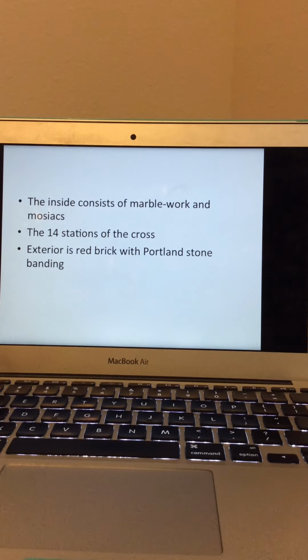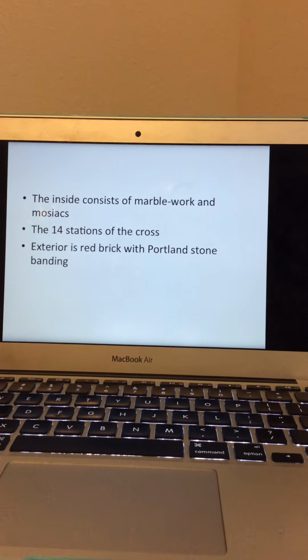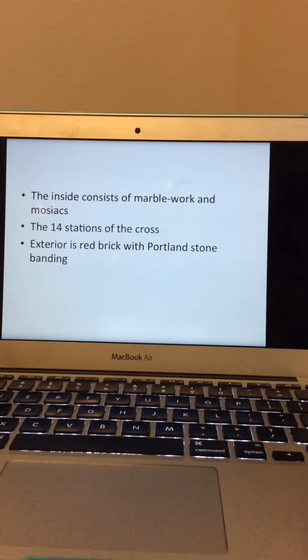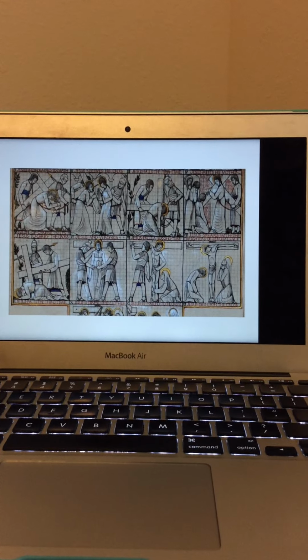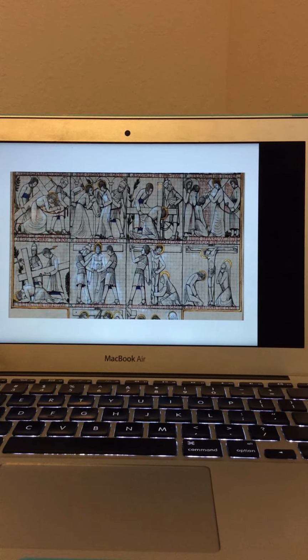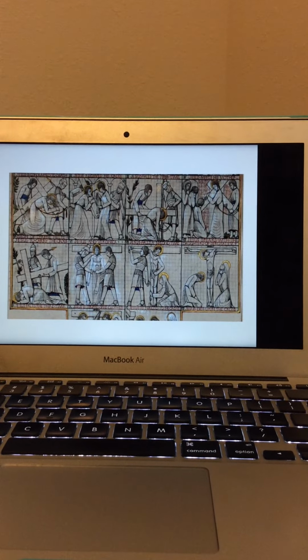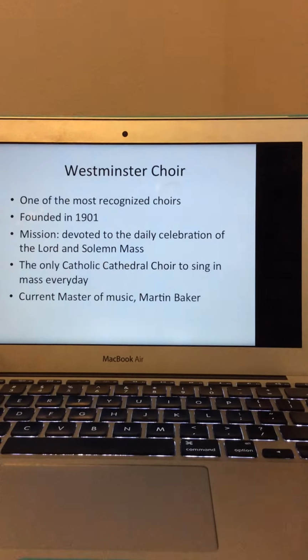The inside consists of marble work and mosaics, the 14 stations of the cross, and the exterior is red brick with Portland stone banding. And here is an example of the early sketches of the bands, and as you can see, the halos are throughout, and it depicts Christ on the cross.